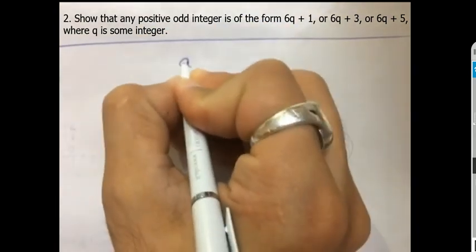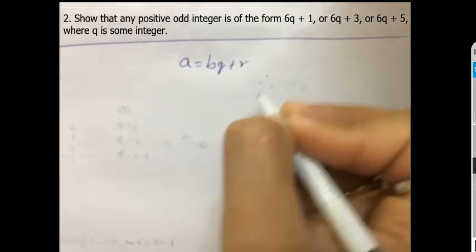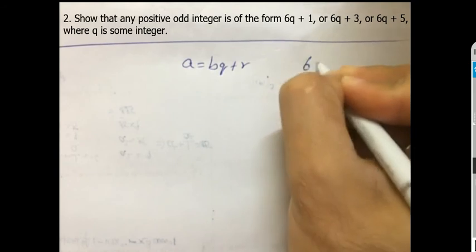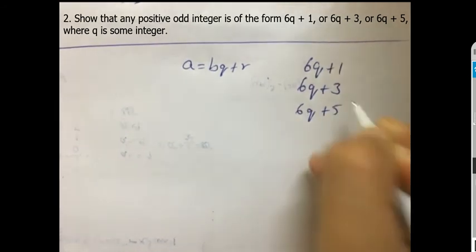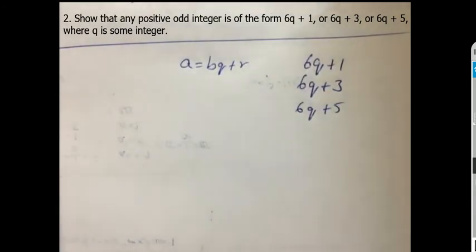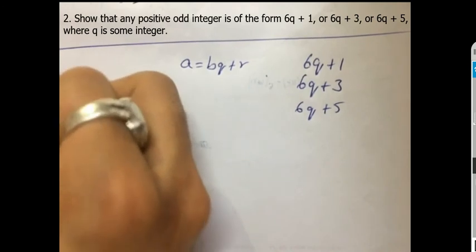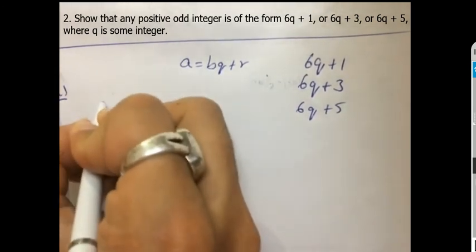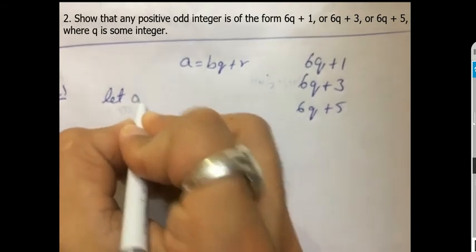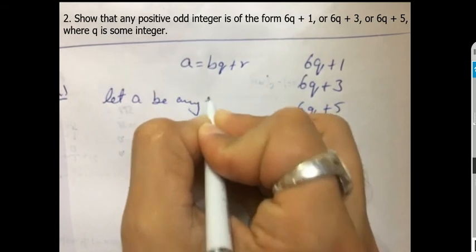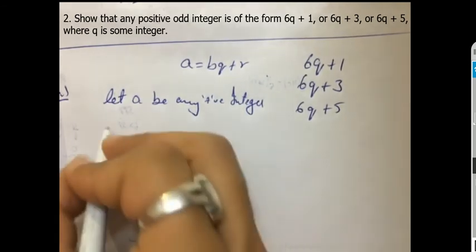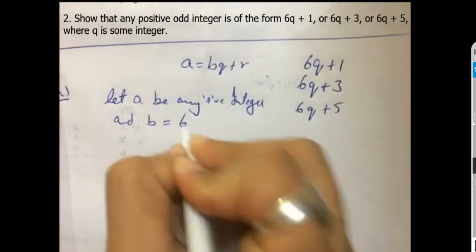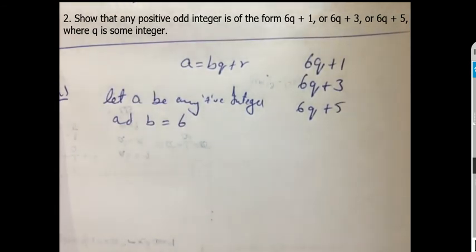If I write it like this, a equals to bq plus r, over here I have to show that it is 6q plus 1, 6q plus 3, 6q plus 5, means a should be divisible by 6. We have to divide a by 6 basically. So what we will do is say, let a be any positive integer and b will be equals to 6, because we have to divide it by 6 so that we can find out the result.